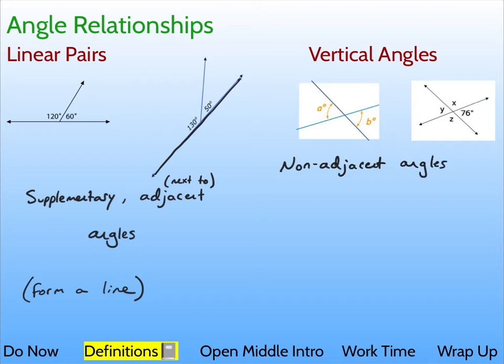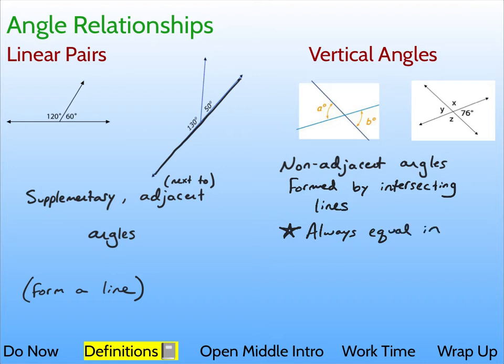Non-adjacent angles formed, sorry, ugly M, but whatever, formed by intersecting lines. And the super important thing with this, they're always equal in measure. So if we look at this diagram here, whatever angle A is, say it's, I don't know, it looks about 50 degrees or so. If angle A is 50 degrees, angle B is also 50 degrees.